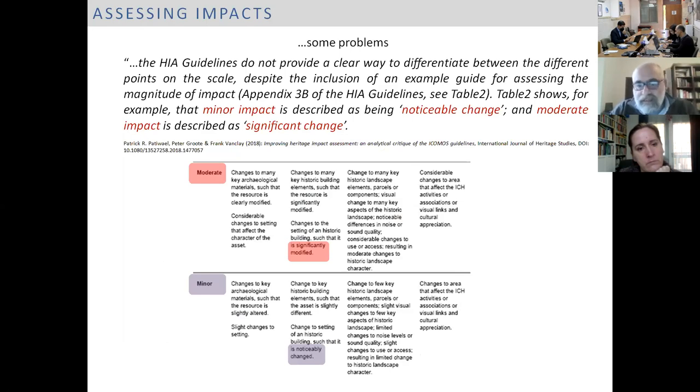In the guidance itself there is some misunderstanding. For example, this is an extract from the guidance, and we can read that Table 2 shows that minor impact is described as noticeable change, and moderate impact is described as significant change. So enlarging the scale of severity, creating a lot of steps between one evaluation and the other, so slight, moderate, etc., can obviously create difficulties in evaluating the impacts, but also in reading from outside, for example from the decision makers' approach, the exact strength of these impacts. So we should always take care not to be ambiguous during our evaluation.